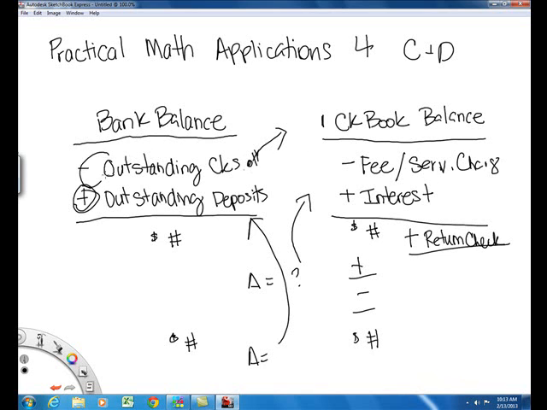Outstanding checks are subtracted from the bank balance. So that's B, subtracted from the bank balance. Errors in checking are D, subtracted from the checkbook balance. But we know that they could also be added to the checkbook balance depending on what kind of error it was, because errors could go either way, added or subtracted. Okay, that gets you through part C.